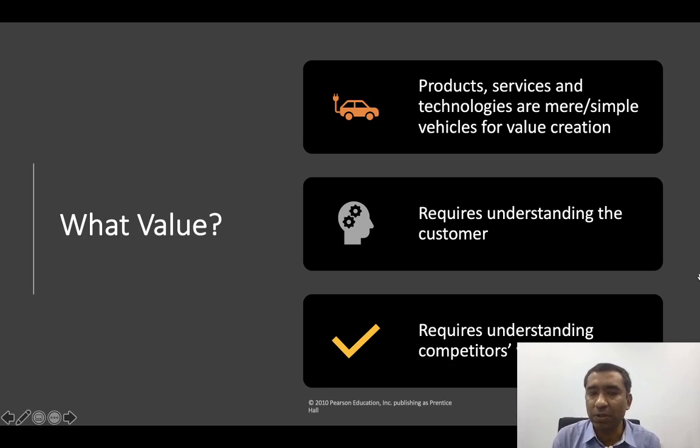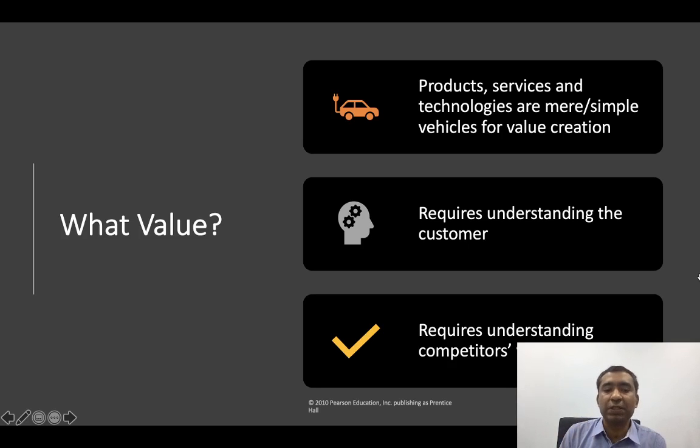And you also need to understand your competitors, what type of values your customer has been offered by your competitors. So what type of values are being offered by your competitors? This is also an important point to be considered while you are working on value propositions.